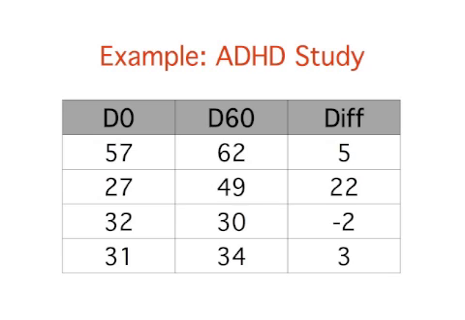Here you can see the results for 4 children in the placebo condition, D0, who received 0 milligrams of the drug, and in the high dosage condition, D60, in which they received 0.6 milligrams of the drug per kilogram of body weight. Notice that difference scores are shown here in the last column. When children perform better in the high dosage condition than in the placebo condition, the difference score is positive, and when children perform better in the placebo condition than in the high dosage condition, the difference score is negative.